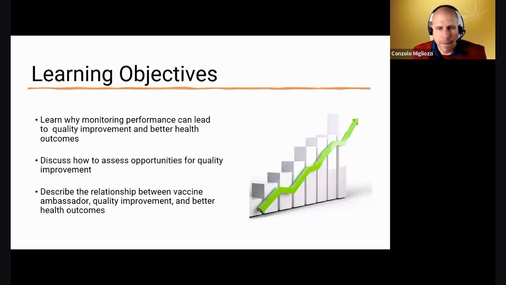For objectives, by the end of this training, you should be able to discuss how to assess opportunities for quality improvement, and describe the relationship between vaccine ambassadors, quality improvement, and better health outcomes. And you'll learn why monitoring performance can lead to quality improvement and better health outcomes.